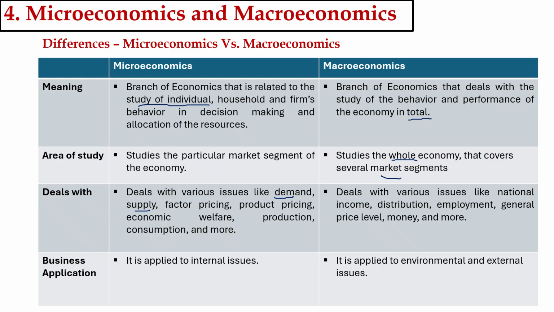Whereas macroeconomics deals with various issues like national income. National income means the income of all the people in a country, the total income. Distribution and employment, as I just told you, employment means the number of people who have jobs. So the total number of persons who have jobs in a country is related to macroeconomics.